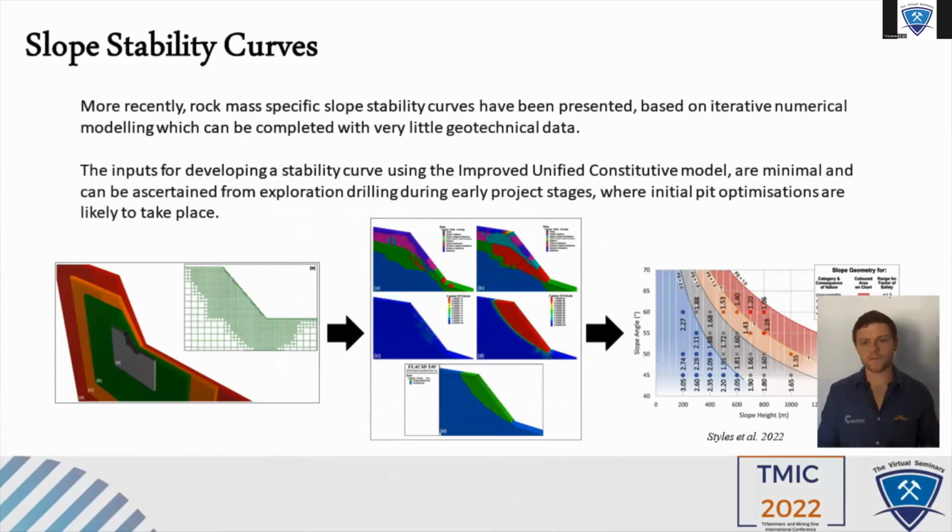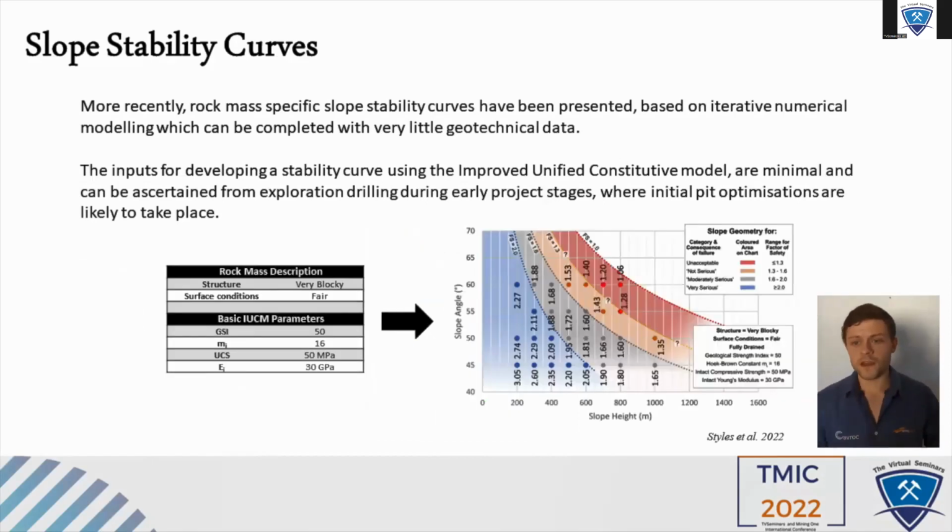And then more recently, we've developed some rock mass specific slope stability curves. So rather than looking at empirical case studies, we've done some iterative modelling based on simplified inputs, and then we can develop rock mass specific curves to read the angles from. That's really great because we can account for rock mass specifics and extremes, using things like the improved unified constitutive model. We can do that with relatively few inputs, and be highly confident in replicating actual material behavior in the outputs.